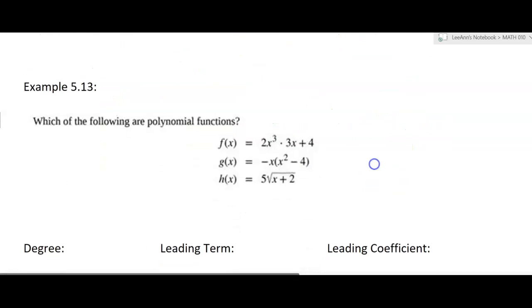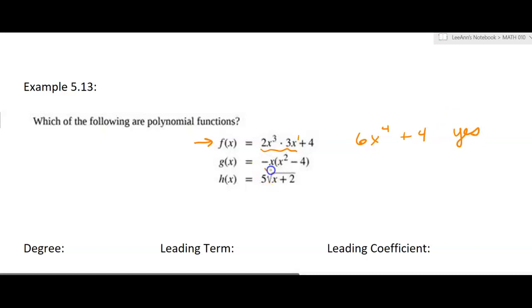Okay, which of the following are polynomial functions? Well, in order to figure this out, you're going to have to do a little bit of multiplying. Now that's going to be 6x to the 4th plus 4. So I'm multiplying this part, 2 times 3 is 6, and then 3 plus the 1 is 4. That fits the form for a polynomial function. So yes, this is a polynomial function.